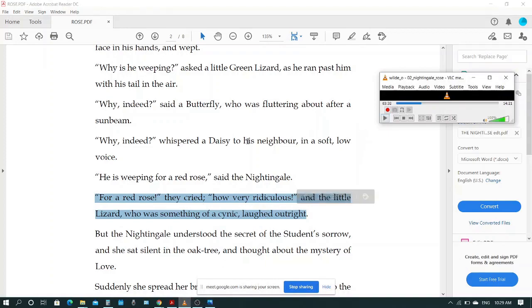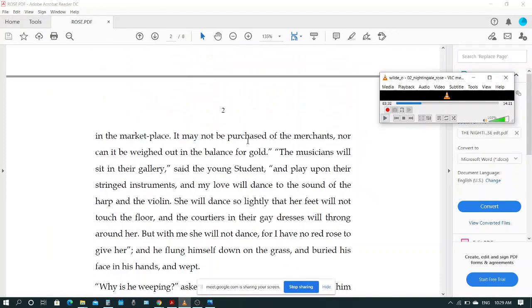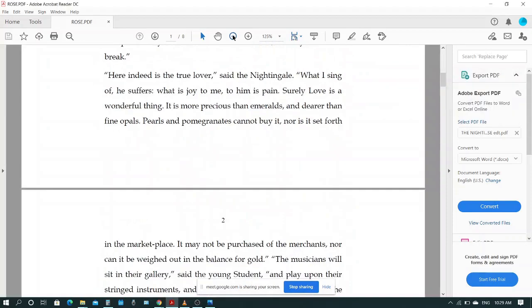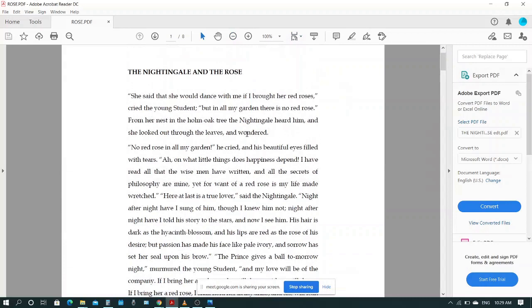Okay, so far we have described the nightingale, and we have also described the boy who is learning philosophy, and their attitudes for each other. Now it is to be understood that this is a fairy tale in which the trees and animals can speak and they can understand the feelings of human beings, so they are also given the feelings of human beings.